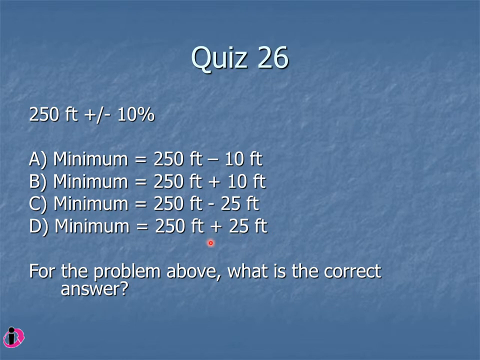How about the minimum? The same thing, we just subtract 25 feet, right? Minus 25 feet, which is 225 feet. So the right answer is C here.